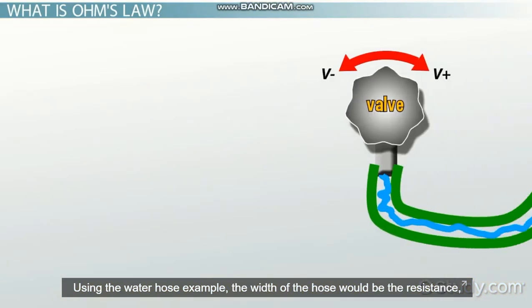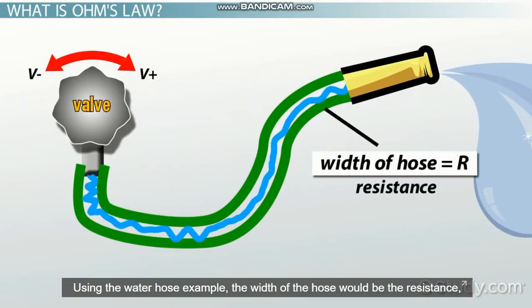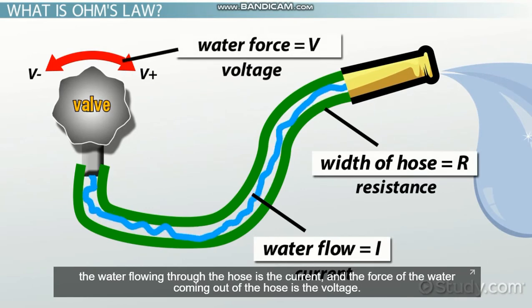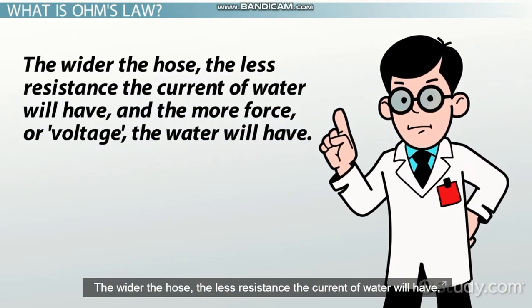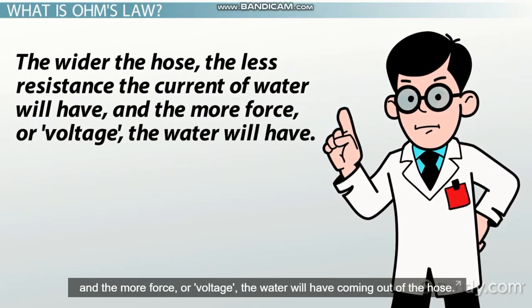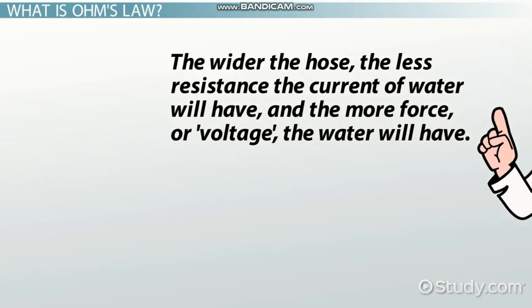Using the water hose example, the width of the hose would be the resistance, the water flowing through the hose is the current, and the force of the water coming out of the hose is the voltage. The wider the hose, the less resistance the current of water will have, and the more force, or voltage, the water will have coming out of the hose.